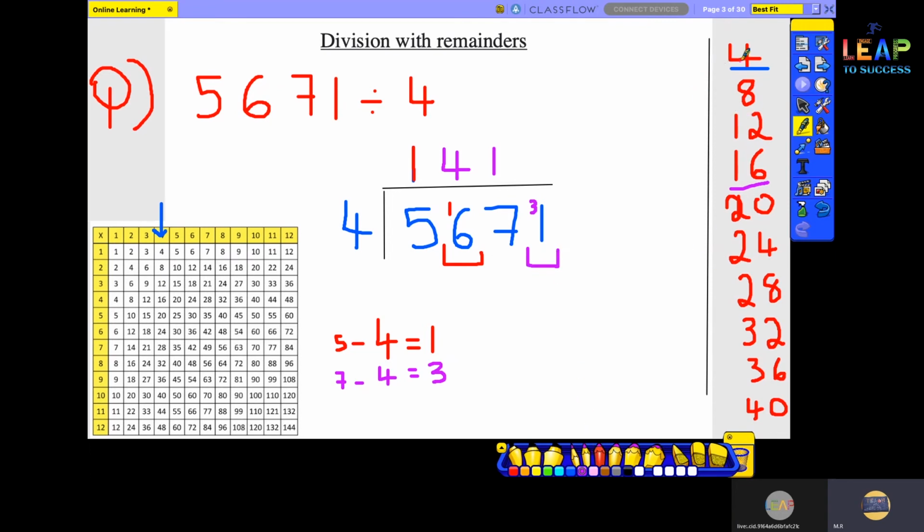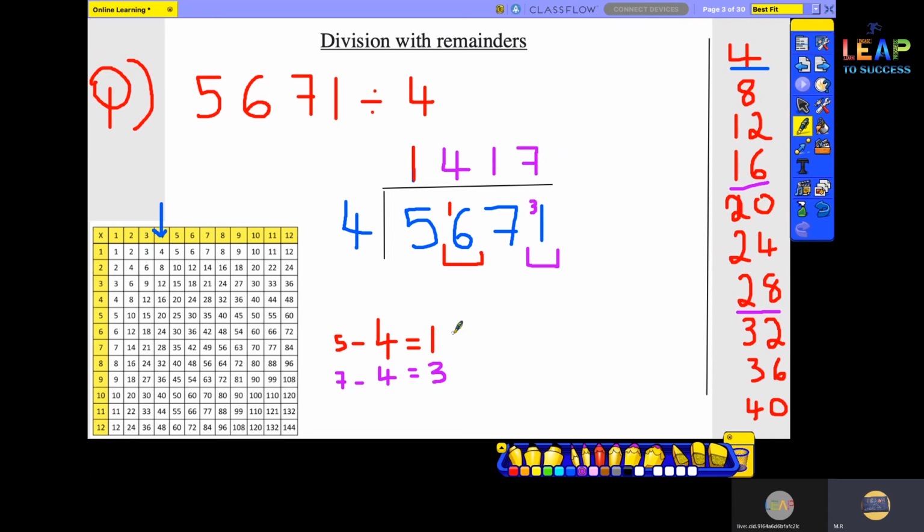Again, we're going through the 4 times table. We do not see 31. The nearest we see is 32 or 28. However, 32 is too big. It's bigger than the number. So we pick the next best, which is 28, just smaller. How many times is that? 4 times 1, 2, 3, 4, 5, 6, 7. 4 times 7 makes 28.